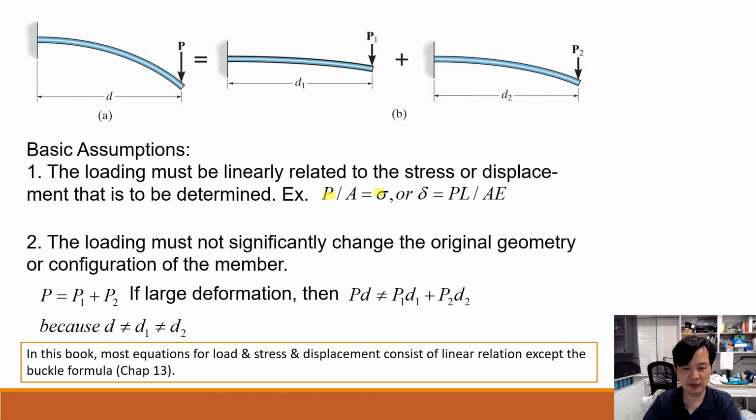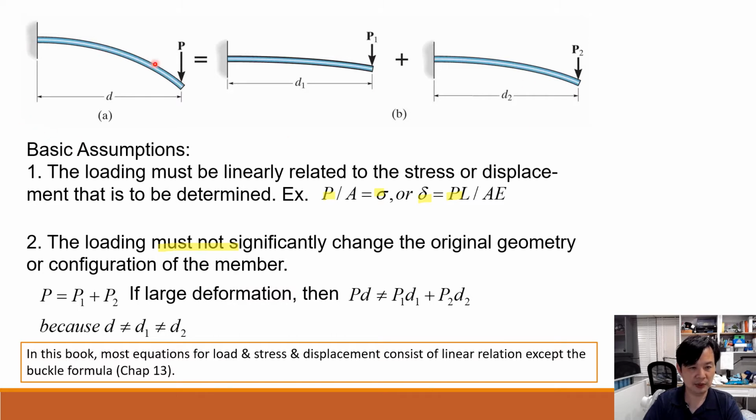Similar things can happen for displacement here, the load here, they also have similar relation. So in that case, if this kind of relation exists, then you can use the superposition principle to solve complex problem. The second thing is the loading must not significantly change the original geometry or configuration of the member. Why do we need to satisfy this requirement?